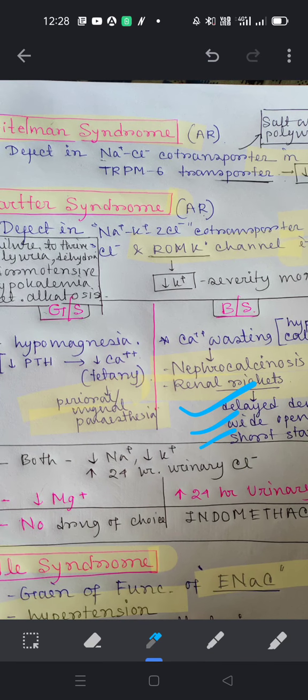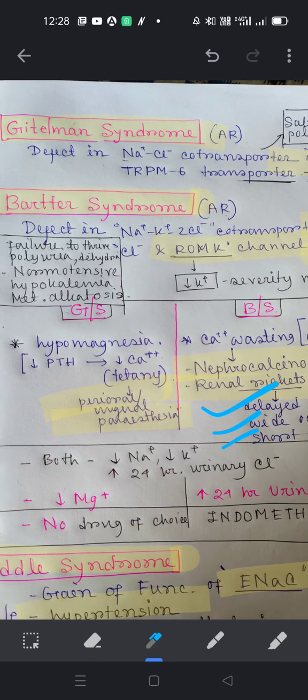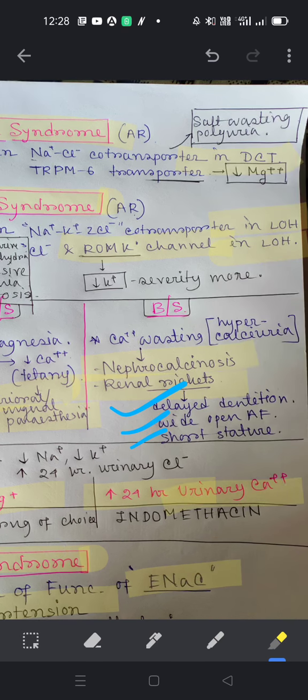In lab diagnosis, both cases have decreased sodium and potassium levels, but increased 24-hour urinary chloride level. You will remember that in cystic fibrosis we use the sweat chloride level. Here we are using the 24-hour urinary chloride level, which is increased in both cases. In Gitelman syndrome, there is a decrease in magnesium level, and in Bartter syndrome, there is an increase in 24-hour urinary calcium level.